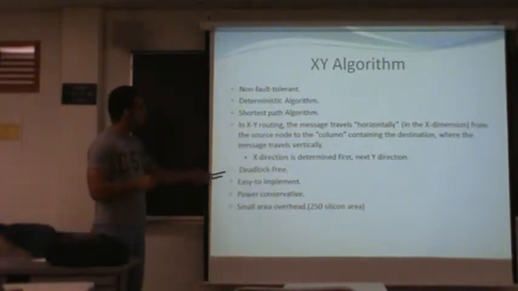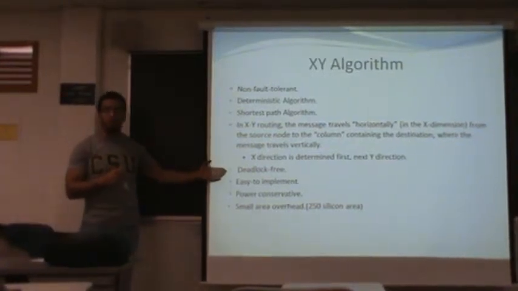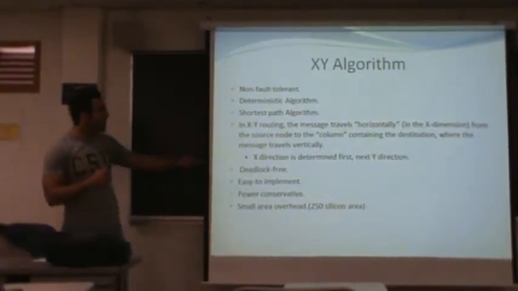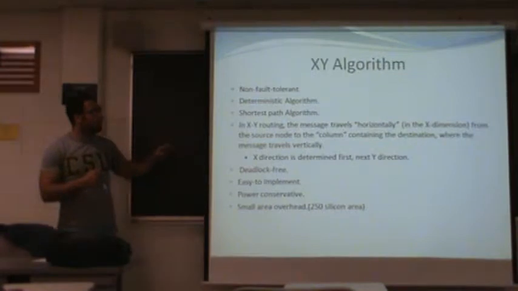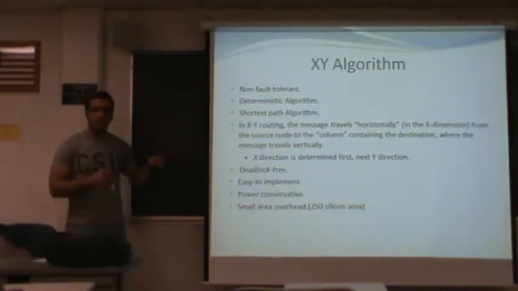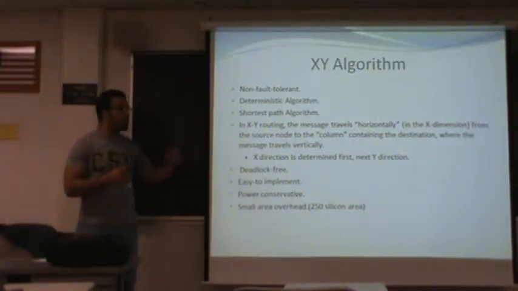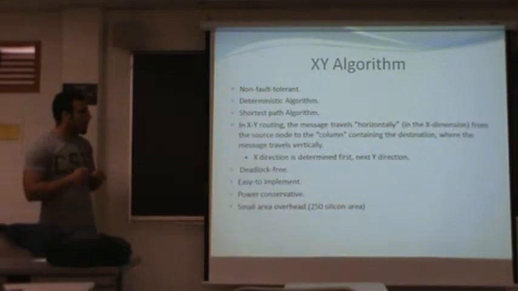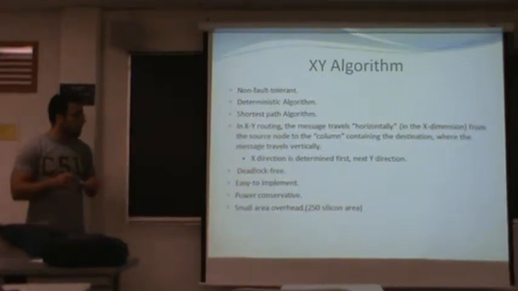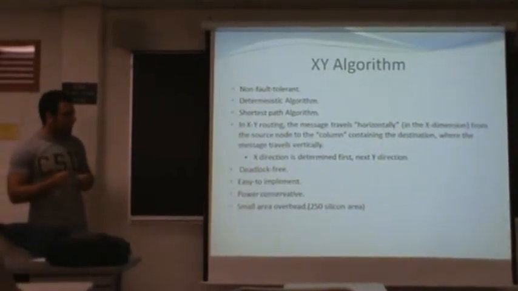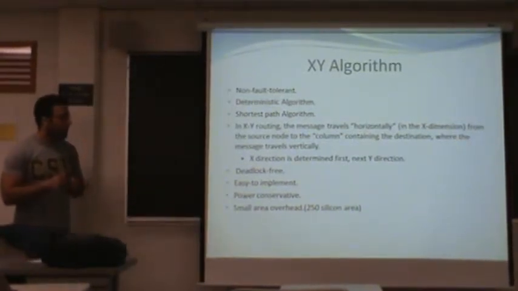The XY algorithm always provides us with deadlock freedom, and what we mean by deadlock-free is loop-free. There are no loops in the XY algorithm, and it comes from the fact that we are always making only one turn. If we have a loop, we have to have a lot of turns, right? But since the XY algorithm only allows one turn, it's deadlock-free. A good thing to mention about the XY algorithm is that it's very easy to implement, and if it's very easy to implement, it means that it's very power conservative, because we do not require a lot of overhead to implement it.